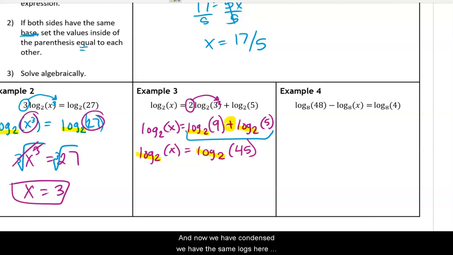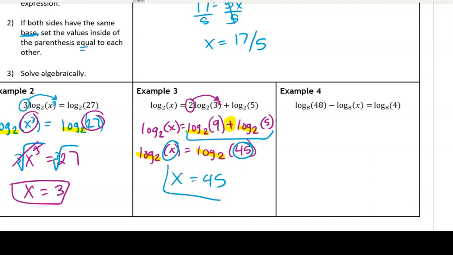We have the same logs here with the same base. So we're going to take those insides and set them equal to each other. x equals 45.